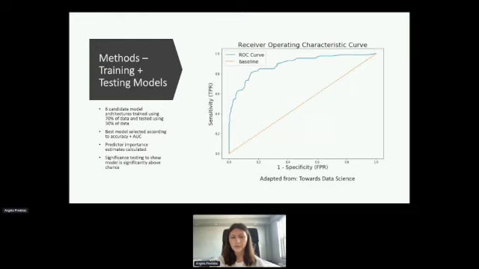I then calculated the predictor importance estimates, which tell me how much weight the model is assigning to each of the variables. Finally, I performed significance testing to show that the model is significantly above chance.